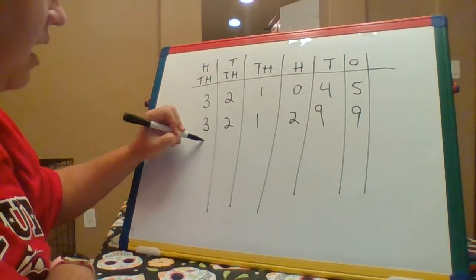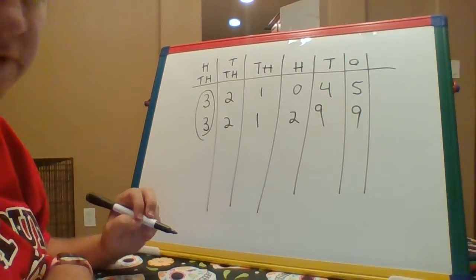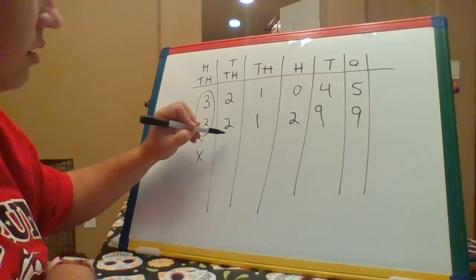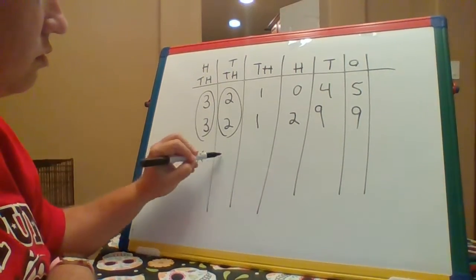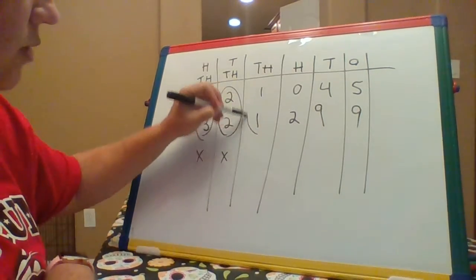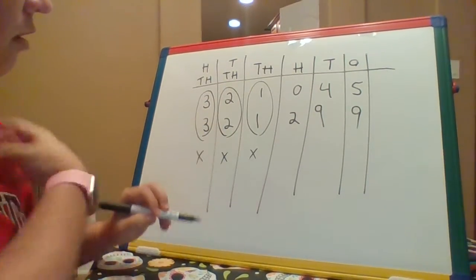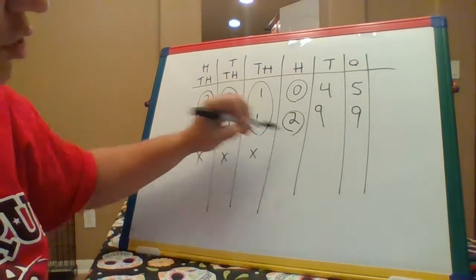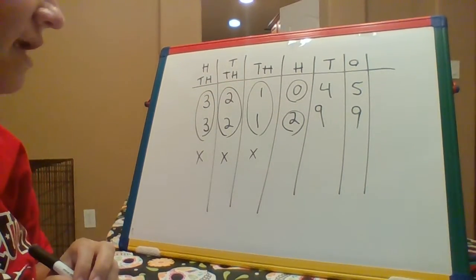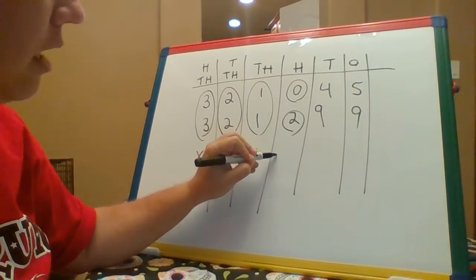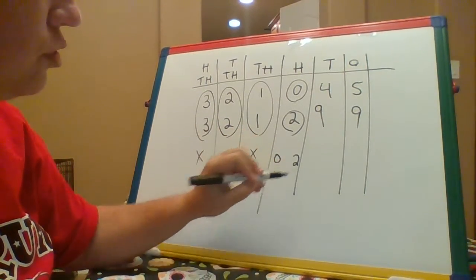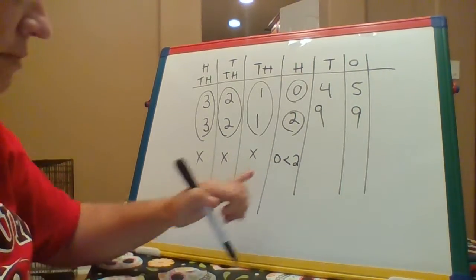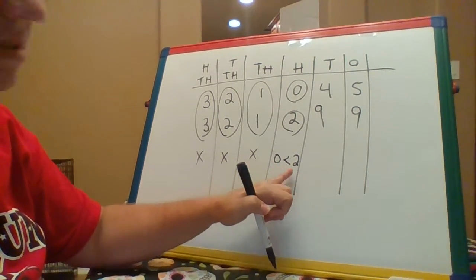So here I see that the 100,000, they both have 3s. So I can't stop and compare those. Next, we have 2s. Nope. Next, we have 1s. Nope. Here, I see I have a 0 and a 2. These are different, so I can compare these. So I'm going to think about a 0 and a 2, and I know that 2 is much greater, so that means that 0 is less than 2.